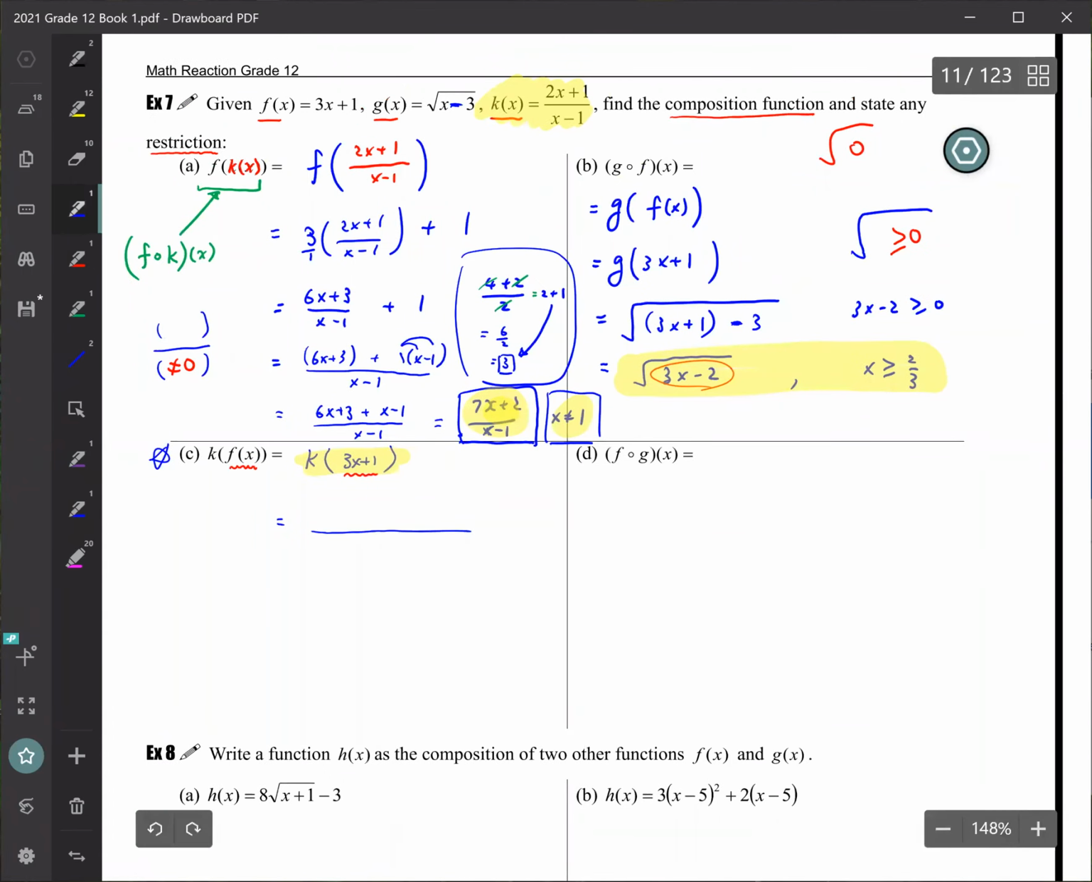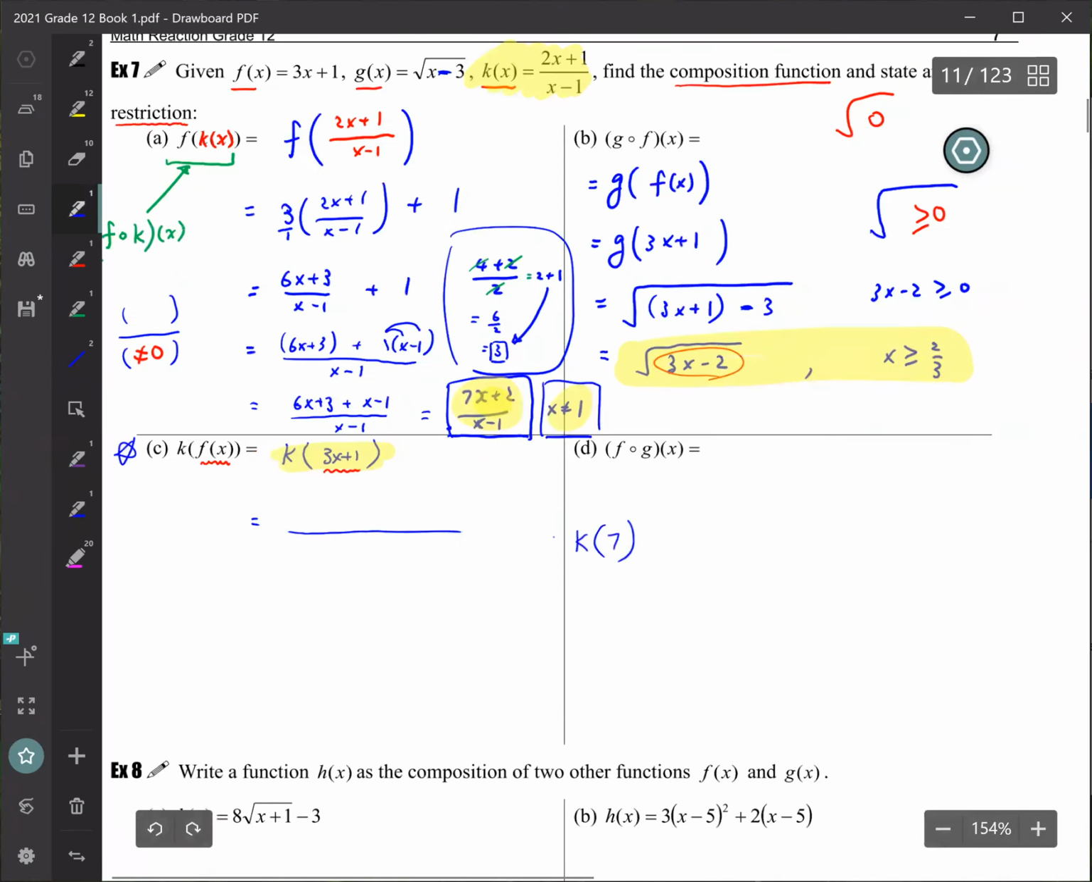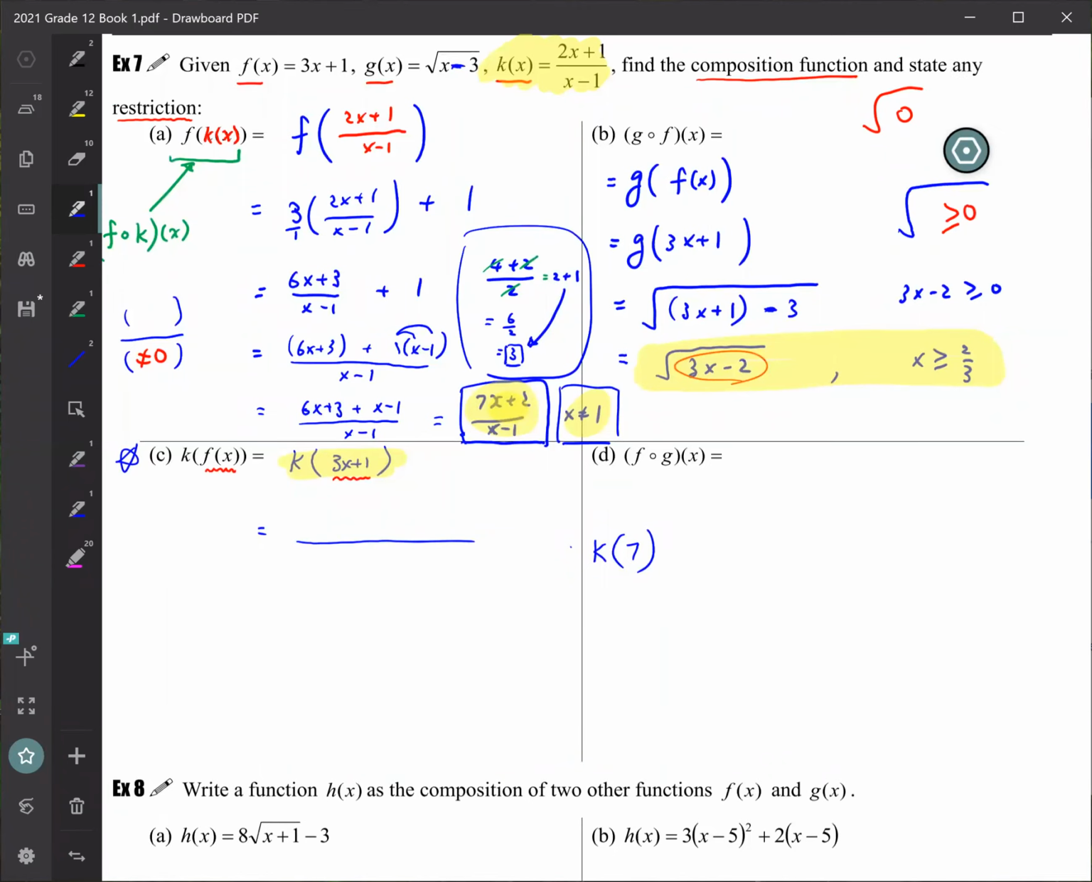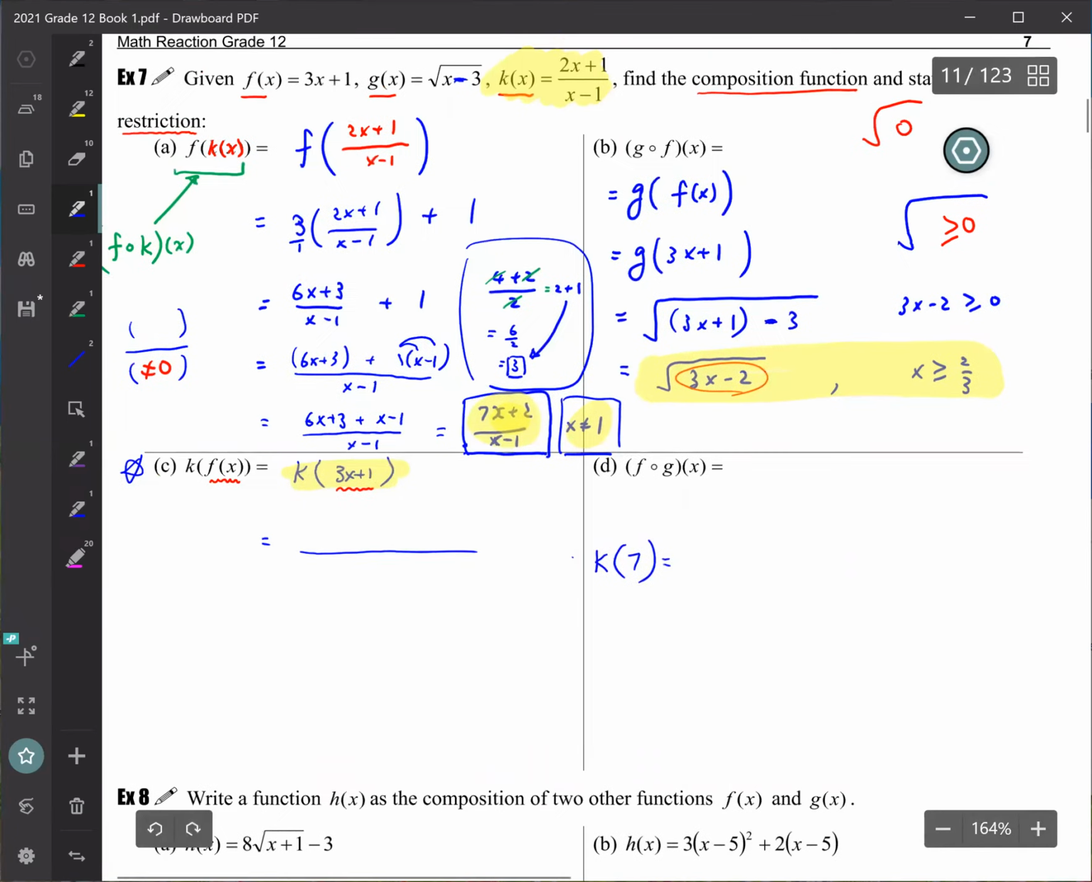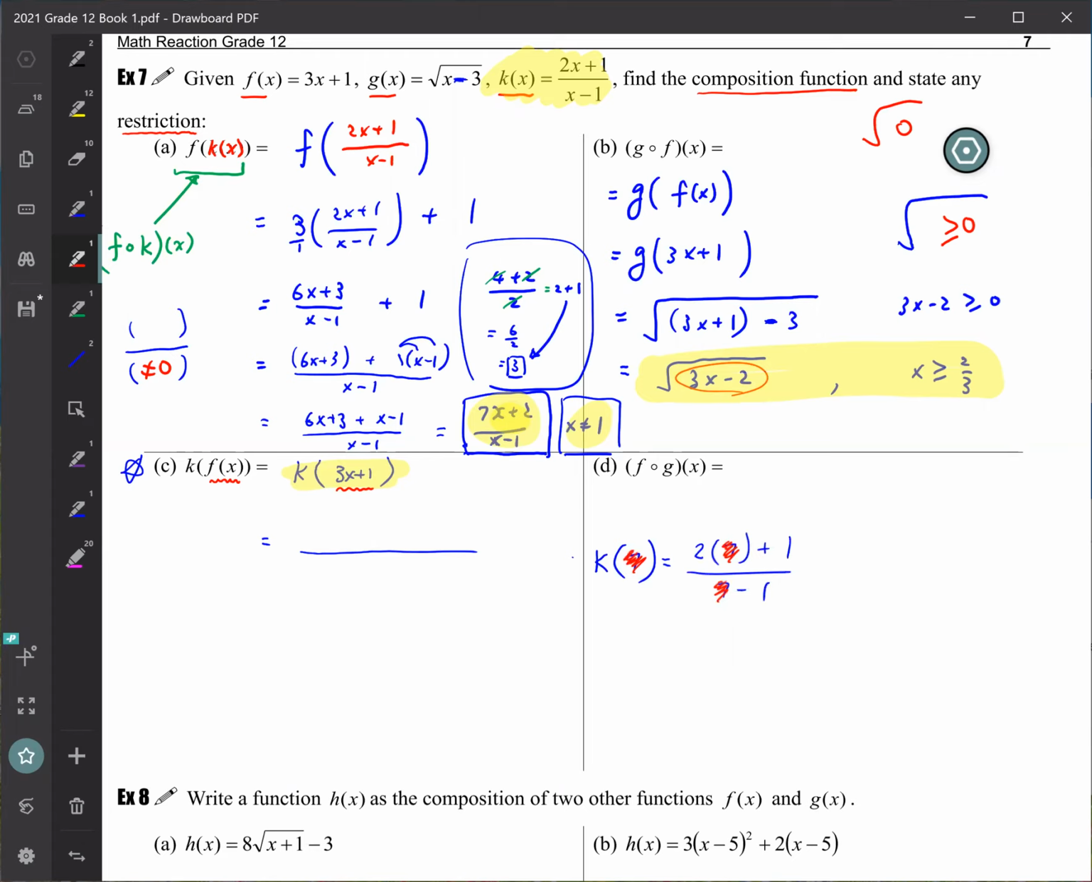For example, if you see k of 7, Evan, can you keep your mic on? How do you do that one? You just plug the 7 into the x in the k. Can you tell me what it looks like? 2 bracket 7 close bracket plus 1 over 7 minus 1. Yes, so now instead of 7, what do we have? 3x plus 1. So you need to put 3x plus 1 where the x is.